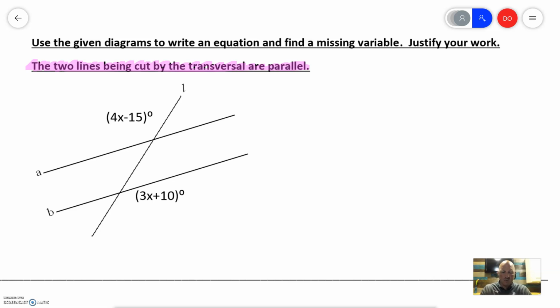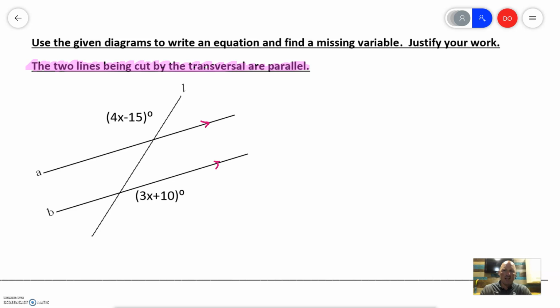So inside of this question we have a diagram. We need to find missing variables, and we need to justify our work, and I have stated the most important part. Two lines being cut by a transversal are parallel. Those two lines are parallel. So I'm going to draw that on the drawing. This question actually can't be handled unless we know that information.